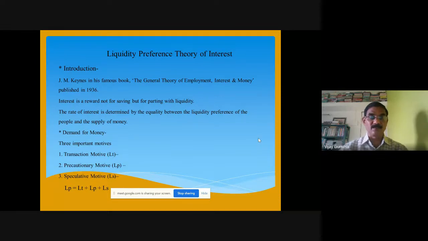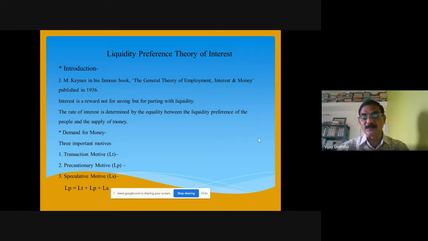Secondly, precautionary motive. People hold a certain amount of their total income in the form of cash to meet unforeseen contingencies like sickness, accident, the cost of higher education, as well as unexpected wants. We know that the future is uncertain. Therefore, to meet unforeseen contingencies and unexpected needs, people hold a certain amount of their income in the form of cash. It is called demand for money for precautionary motive, and it is represented by LP. LP stands for liquidity preference for precautionary motive.